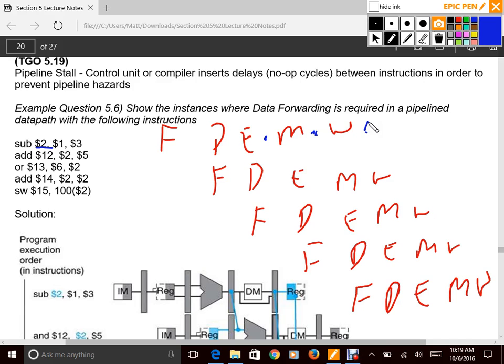So here what's going to happen is I would need to forward it to this ALU because I need 2 in the next clock cycle, correct? So I have not written it back, so I'm forwarding it from the memory to this ALU. See how that works? It's taking it from the data memory, and I would need to write it back there. So that's why we have the pipeline hazard there.